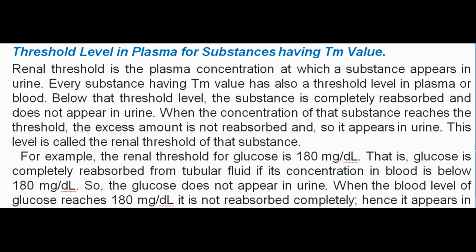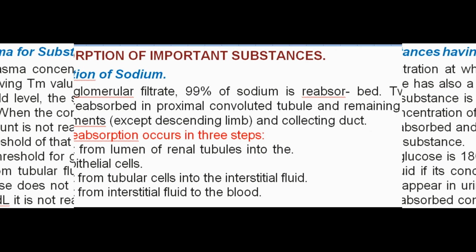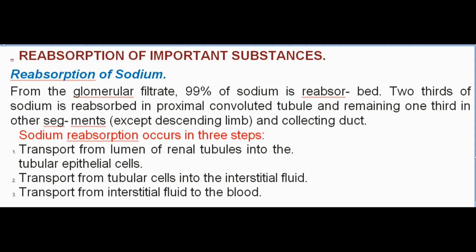For example, the renal threshold for glucose is 180 mg/dl. That is, glucose is completely reabsorbed from tubular fluid if its concentration in blood is below 180 mg/dl. So, the glucose does not appear in urine. When the blood level of glucose reaches 180 mg/dl, it is not reabsorbed completely, hence it appears in urine. Reabsorption of important substances. Reabsorption of sodium.